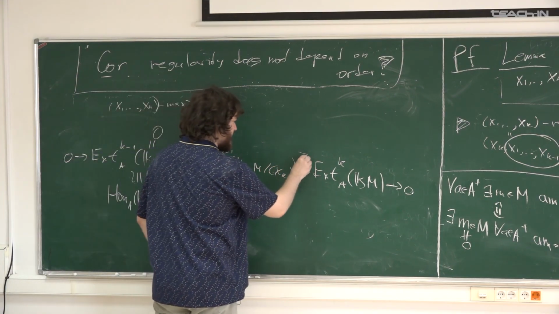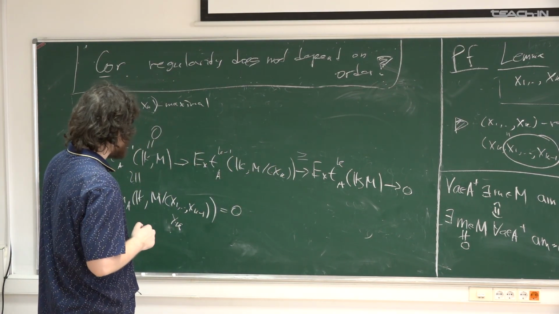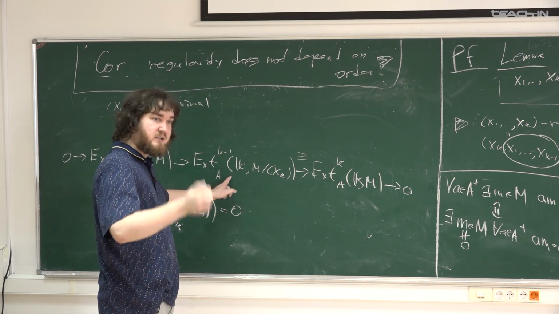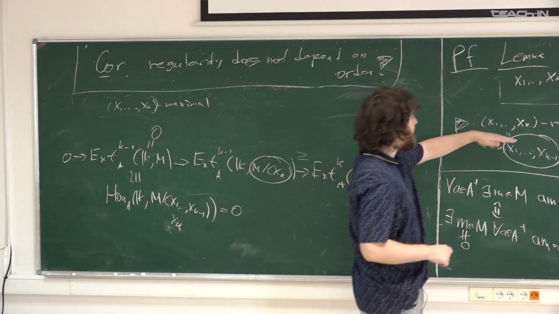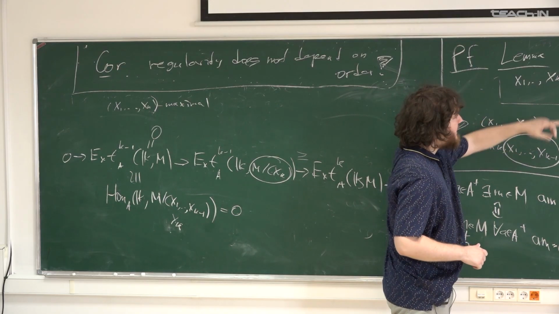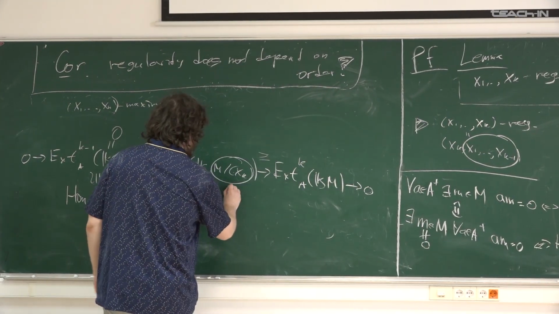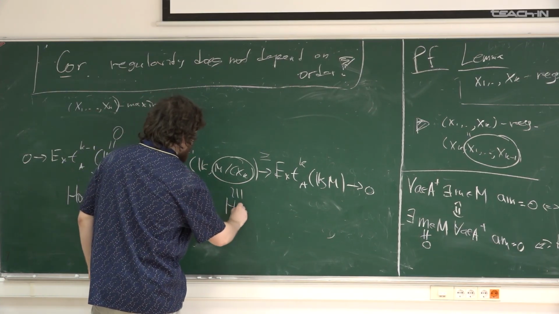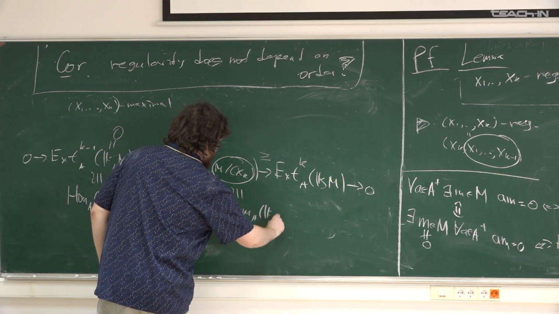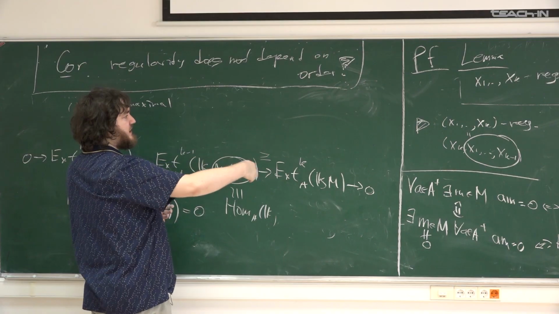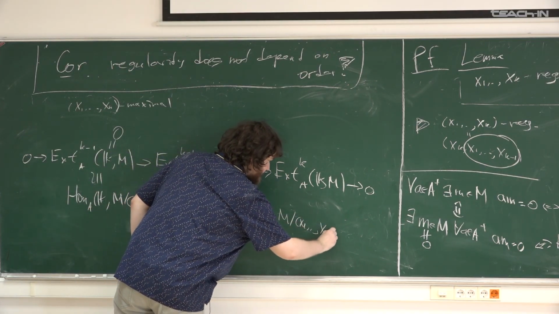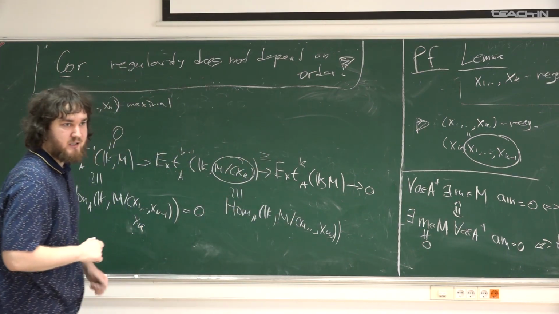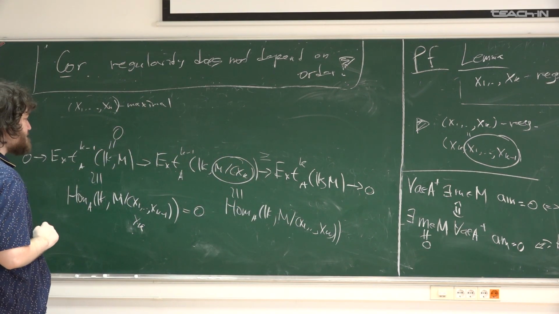So we have this isomorphism, and this is by the induction step. In this module, we have again this regular sequence, and by induction, this is already isomorphic to Hom from K to the quotient of this by x1, ..., xk minus 1. No, this is the quotient by our whole sequence. And this is what I want. The induction step is finished.